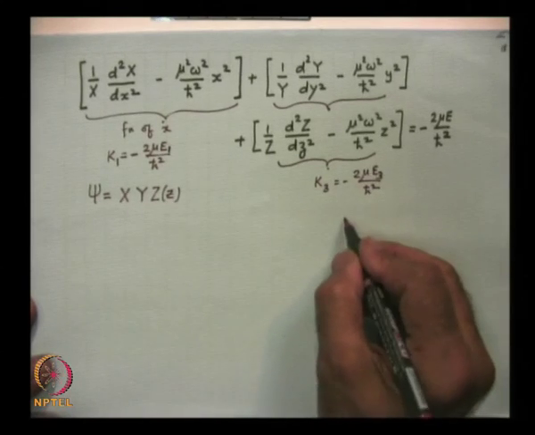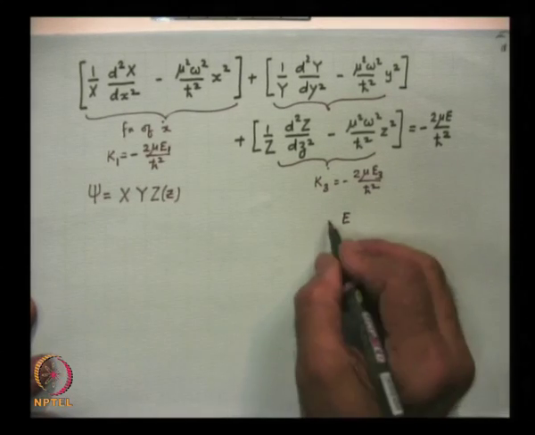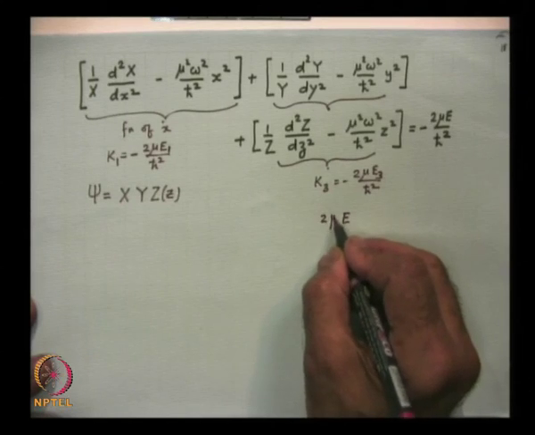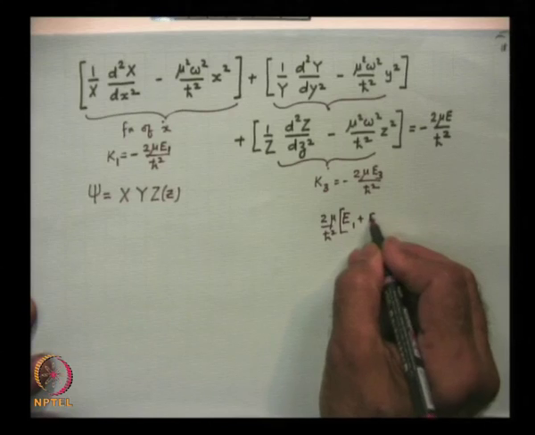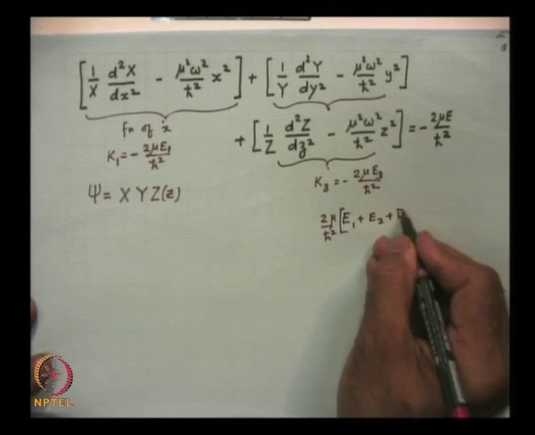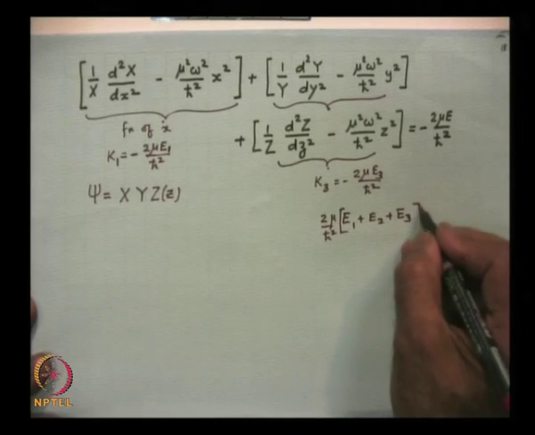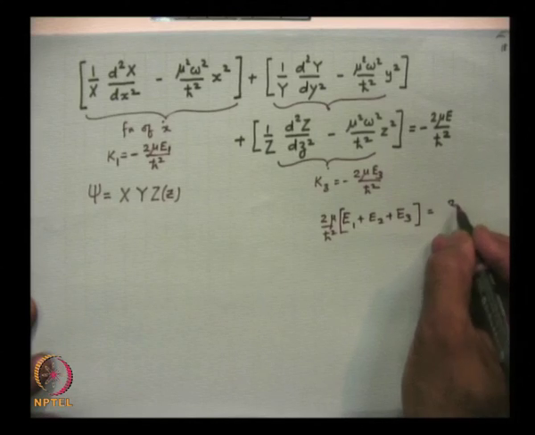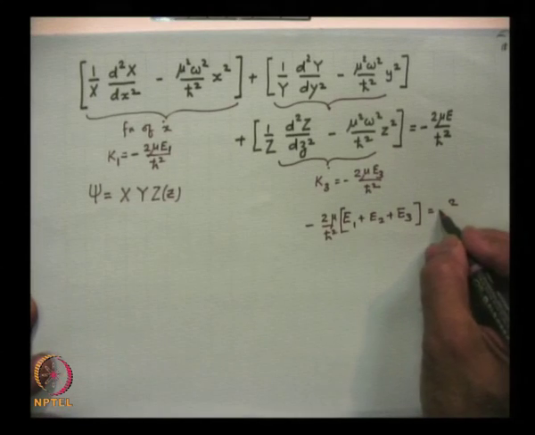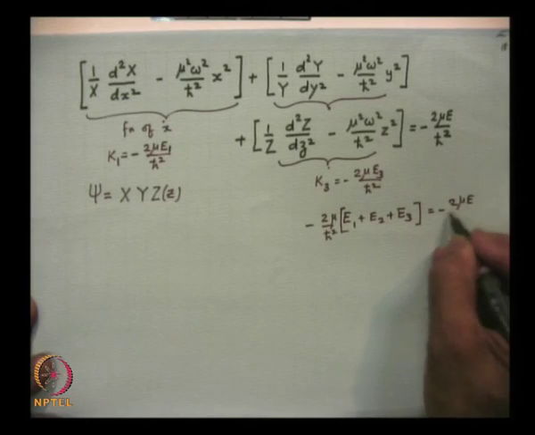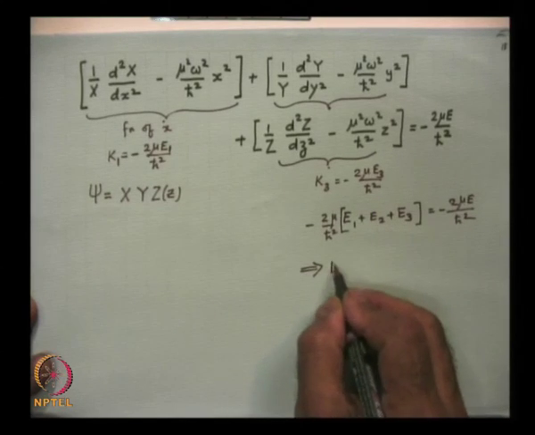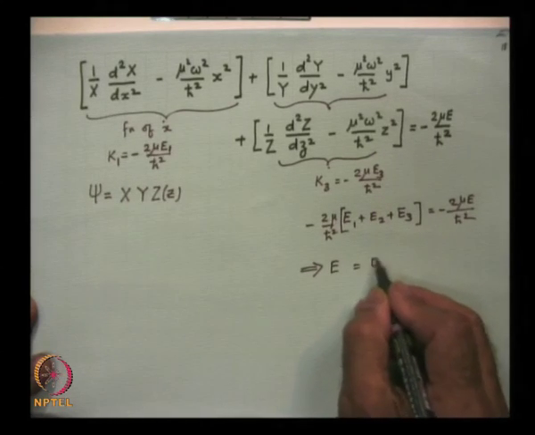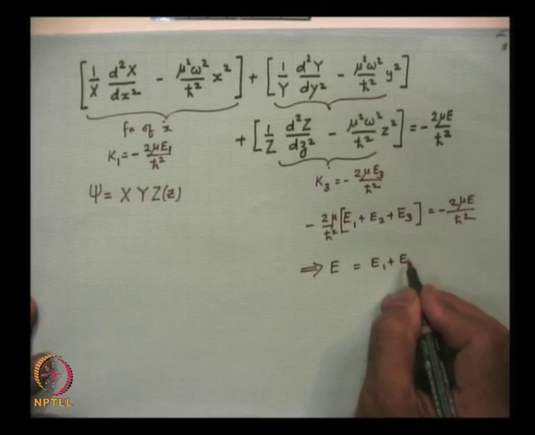So, you will have 2 mu by h cross square, E1 plus E2 plus E3, that is the left hand side, will be equal to, with a negative sign, minus 2 mu E by h cross square. So, this will give me E will be equal to E1 plus E2 plus E3.